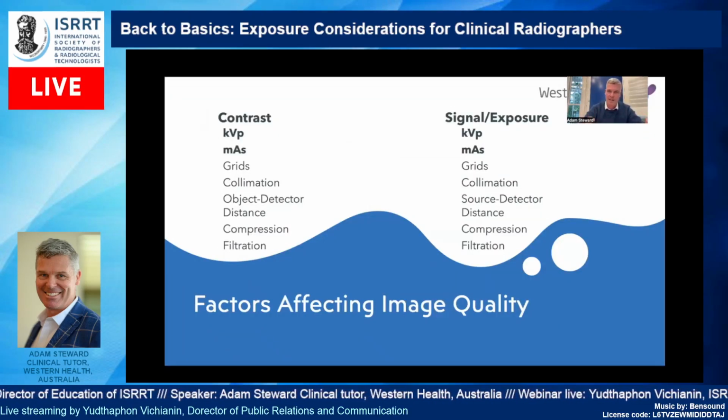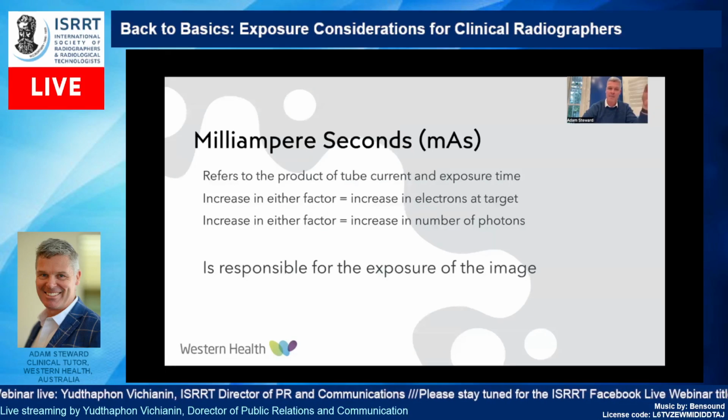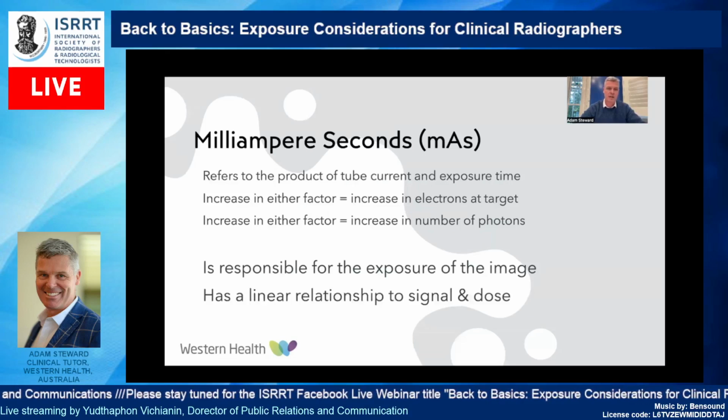We're going to start, first of all, with the kVp and mAs, because we've just gone through the tube and the introduction of the tube. We understand what mAs is: it's the product of the tube current and exposure time. It is responsible for the number of photons that we produce. So we tend to consider it the major controlling factor for the exposure of the image, the detector exposure, or the signal, as I call it.